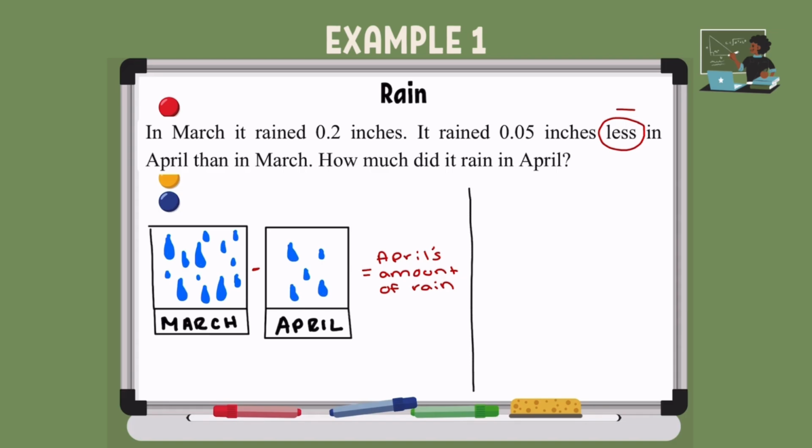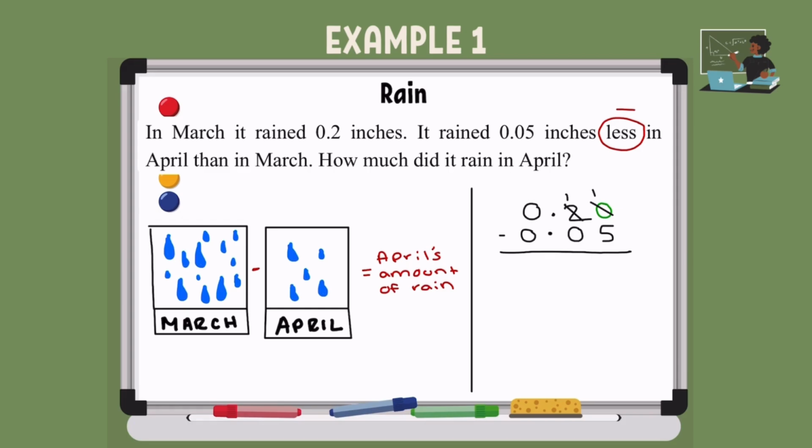Now, let's do the math. Remember, when we are subtracting or adding decimals, it is really important that we line up our decimals. The first number I'm going to write is 0.2 because that represents the amount of rain in March. And the second number I'm going to write is 0.05. And before I write 0.05, I place my decimal first to make sure my number's in the right spot. The space above the 5 was blank, so therefore we add a 0 to even out the numbers. And now we can subtract like normal.